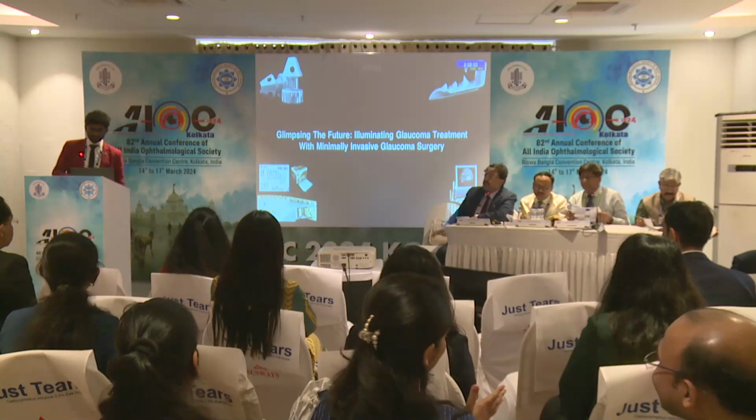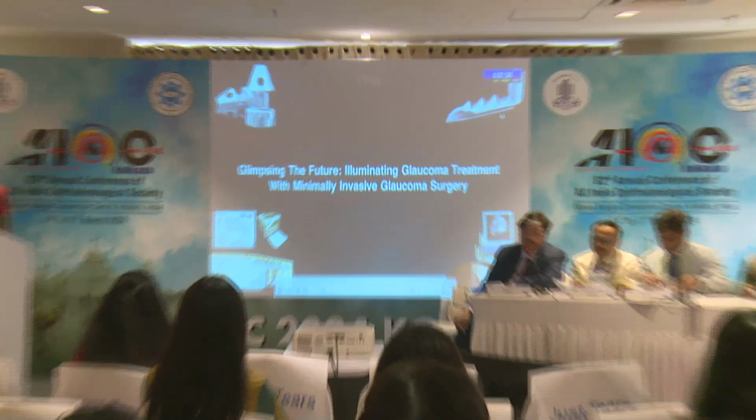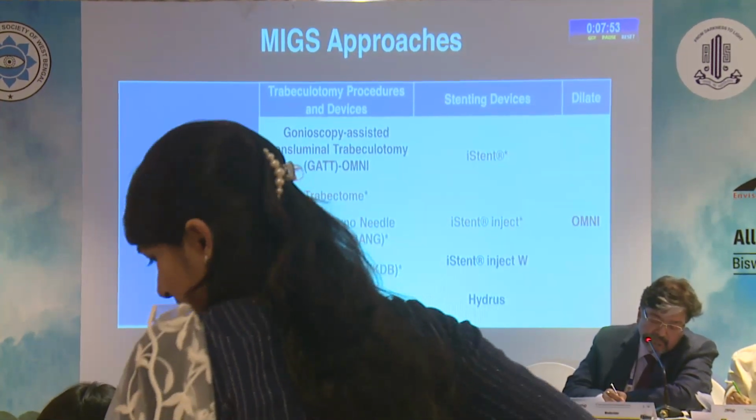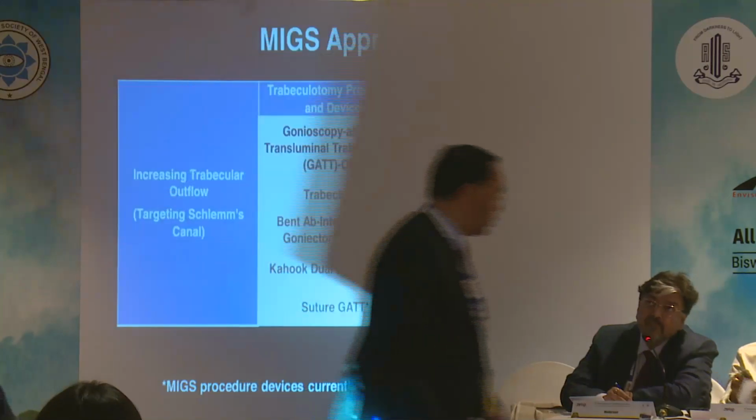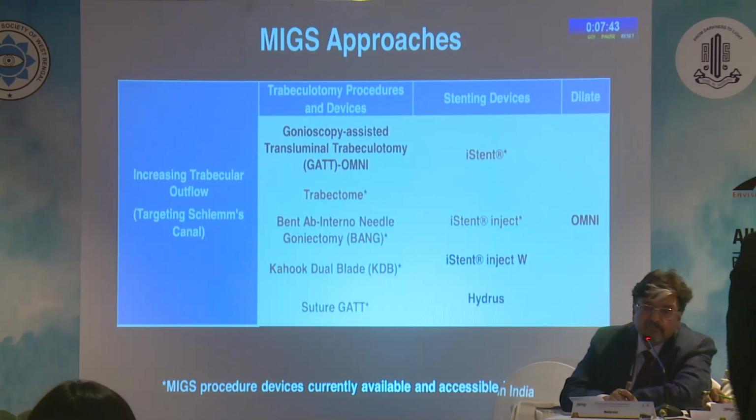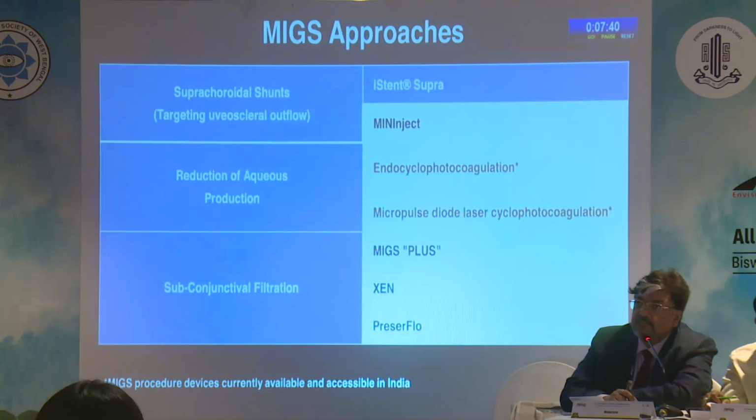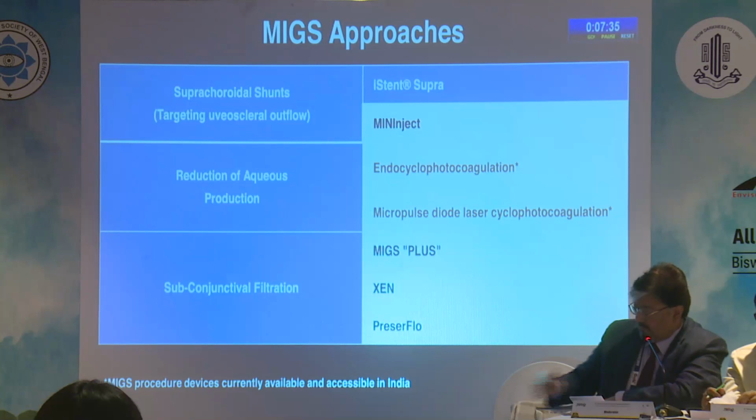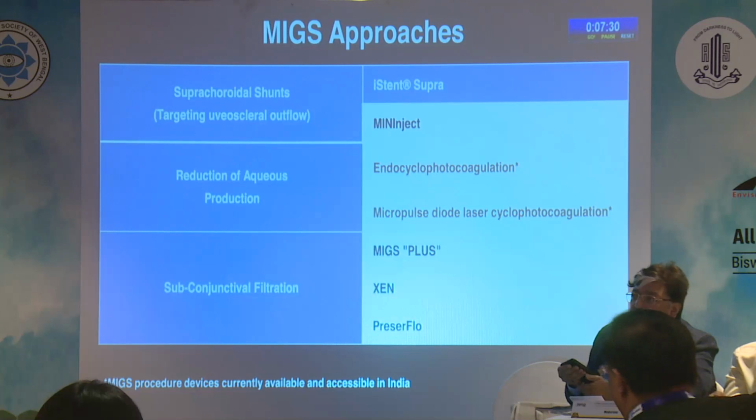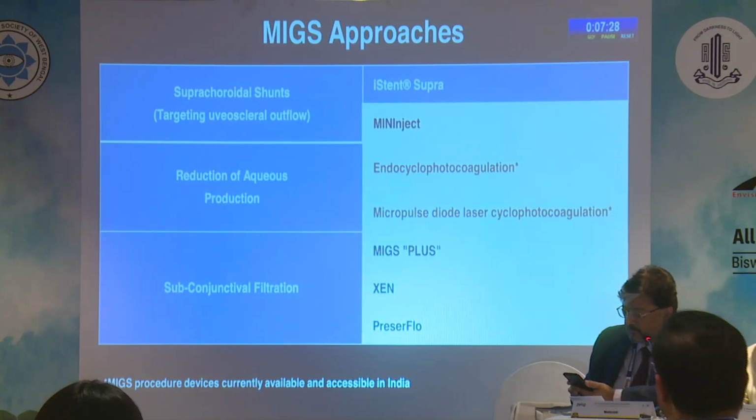Glimpsing the future, illuminating glaucoma treatment with minimally invasive glaucoma surgery. MIGS techniques target to enhance aqueous outflow by excising the trabecular meshwork by GATT or OMNI, trabeculotomy, BANG, KDB goniotomy, GATT. Bypassing with stents in the Schlemm's canal, iStent inject W, Hydrus. Exploring the suprachoroidal space, iStent Supra, MINIject. By targeting the ciliary body to reduce aqueous production with ECP and micropulse diode laser cyclophotocoagulation. By subconjunctival filtration, MIGS plus, Xen implant, PreserFlo.